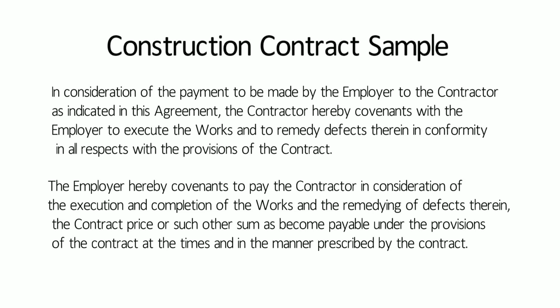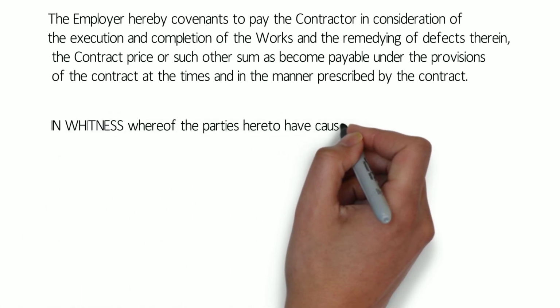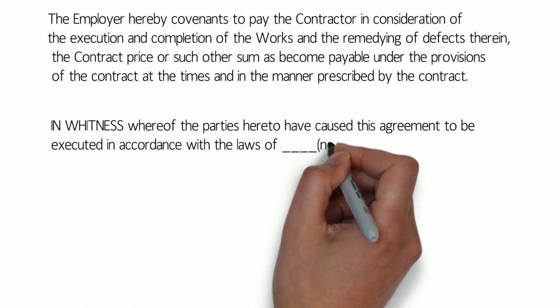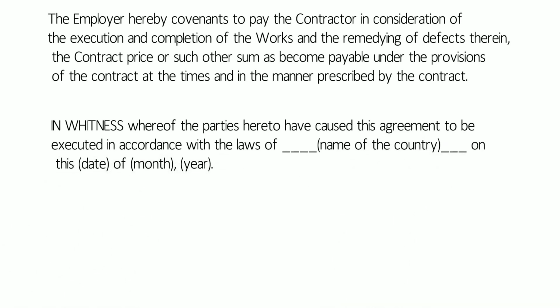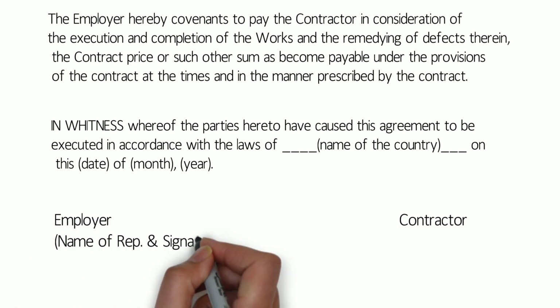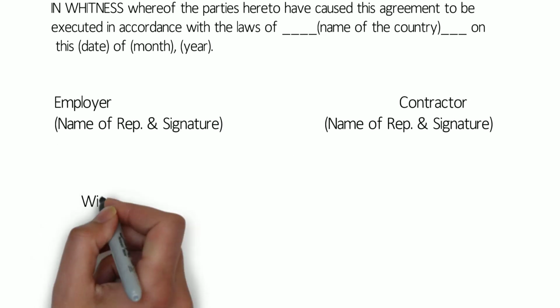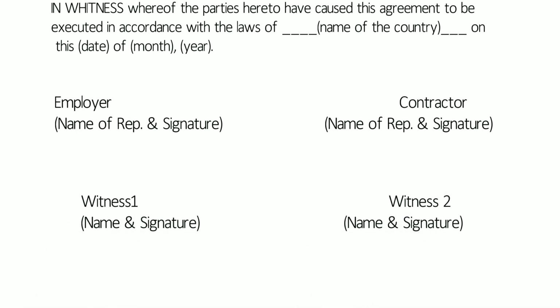And in the end, we conclude it through the verification of the witnesses, which goes like this. In witness whereof, the parties hereto have caused this agreement to be executed in accordance with the laws of the name of country on this day of this month and the year. This is followed by the signatures and the mention of the names of the authorized representatives of the employer and the contractor, which is then witnessed by two or more representatives present therein.